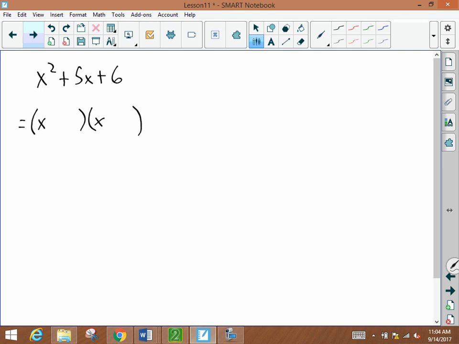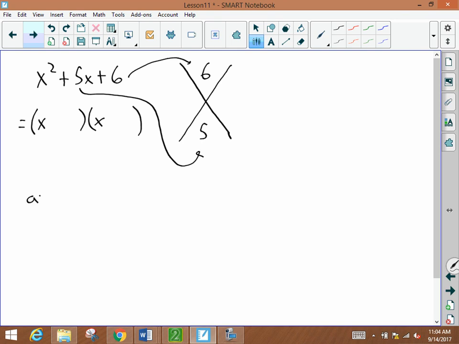There's actually a little tool that you can use if you want to that helps you remember that, and that is this x. On the top of the x, I put my c value, and on the bottom of the x, I put my b value. Remember that quadratics are always in the form ax squared plus bx plus c. When I say c value, I'm talking about that constant. On the sides, I'll put these two numbers that would multiply to 6 and add to 5.